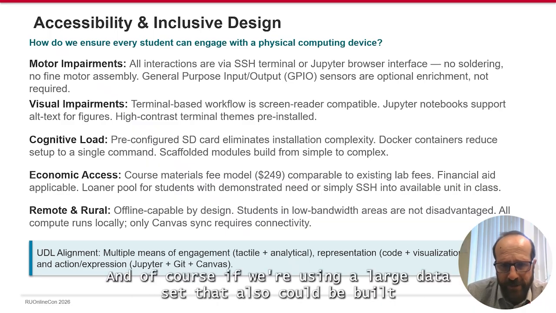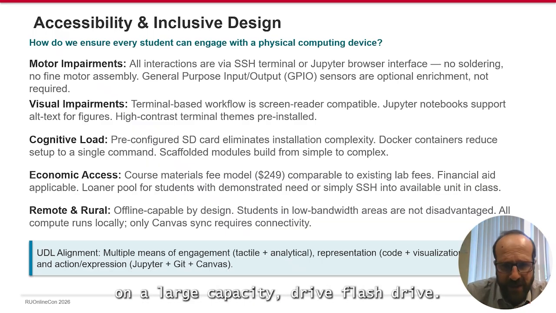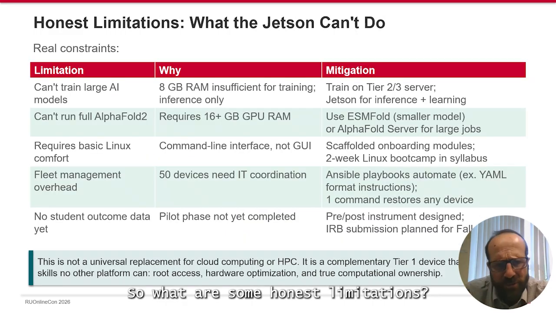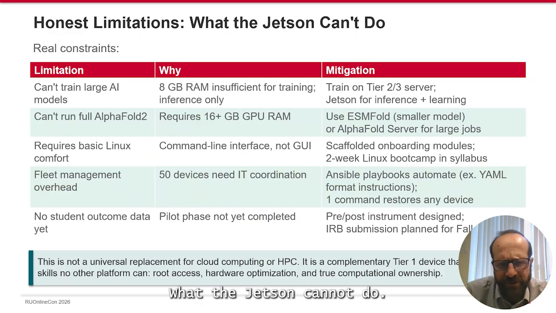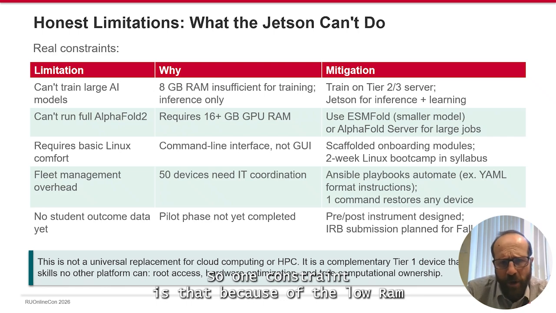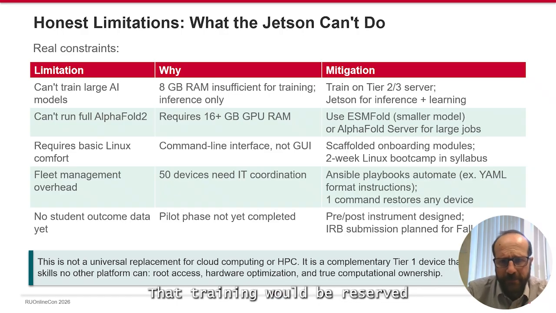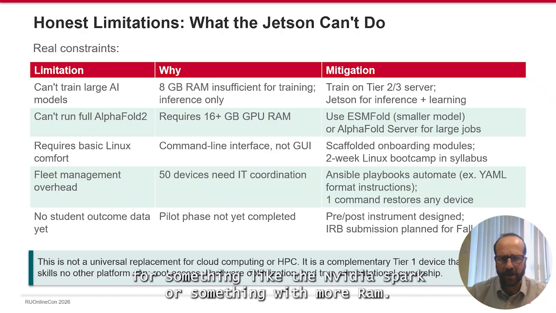And of course, if we're using a large data set, that also could be mailed on a large capacity flash drive. So what are some honest limitations? What the Jetson cannot do? Some real constraints. One constraint is that because of the low RAM, you cannot train large AI models. That training would be reserved for something like the NVIDIA Spark or something with more RAM.